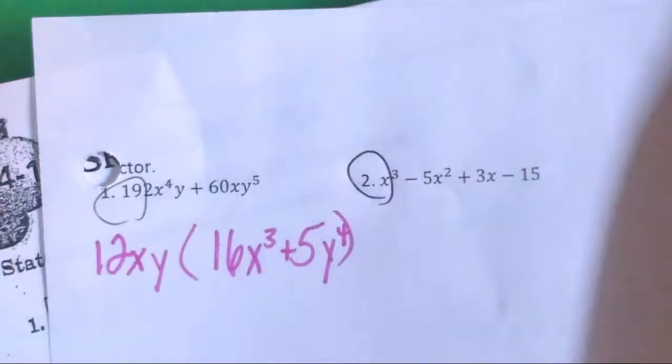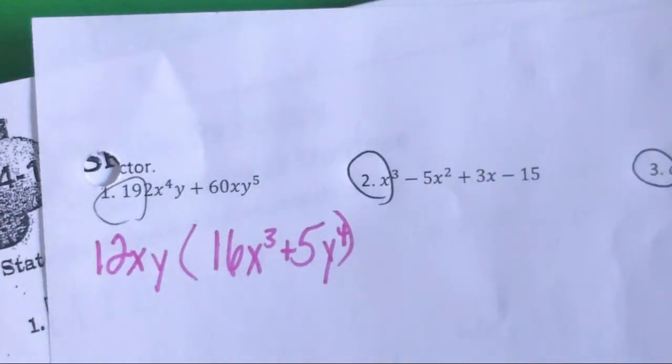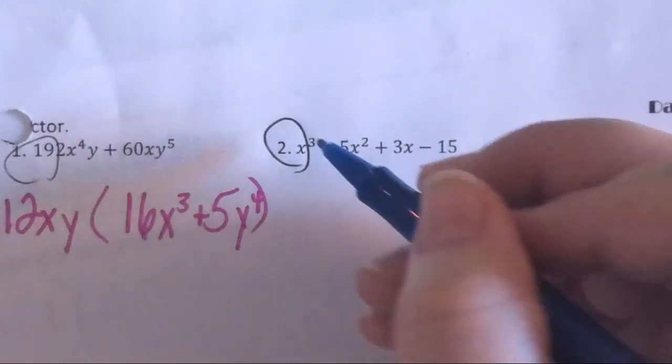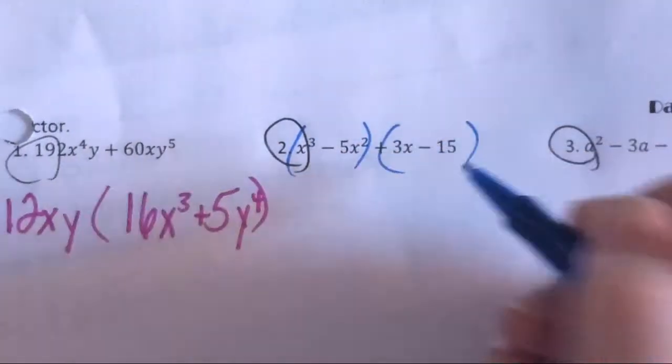How many terms are there on number 2? 4. So what are we supposed to, and you can have a point for that. What are you supposed to, you can have another point for that. We're supposed to do grouping. So, we put them in groups.